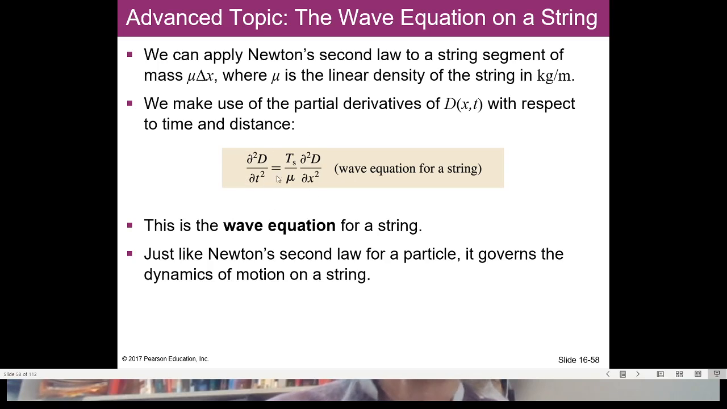This is a very famous equation, the wave equation for a string, and this tells you the dynamics of motion on a string. I'm not going to test you on this, so you certainly don't need to memorize this, but notice that it's a second-order differential equation in both time and space, and that the second derivative with respect to time is proportional to the second derivative with respect to x. And why would you expect that?